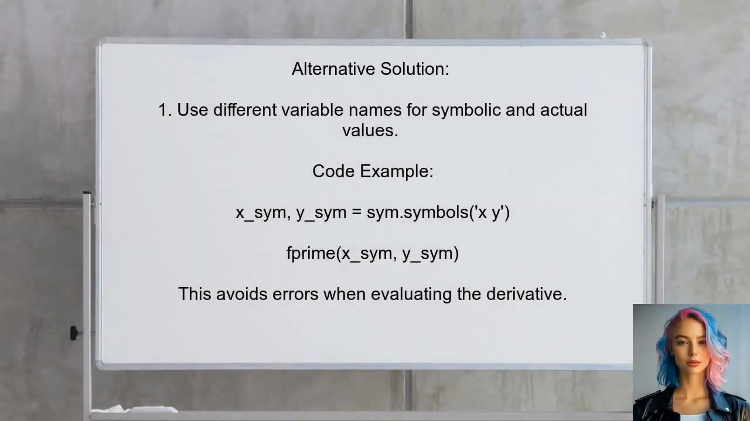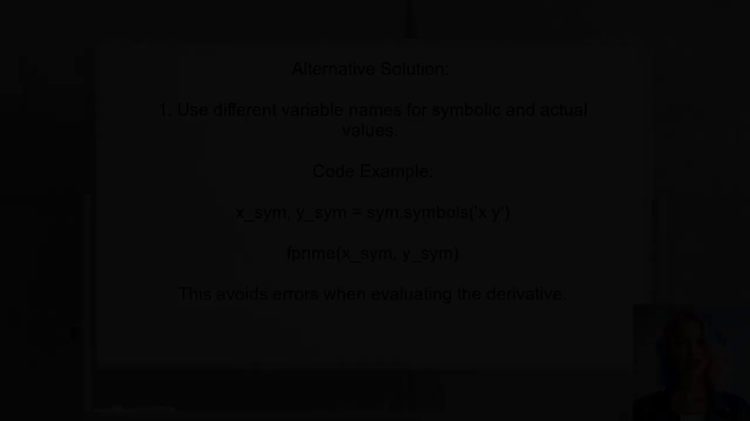An alternative approach from another user suggests that when calling the function f prime with specific values, you should use different variable names for the symbolic variables and the actual values. This prevents confusion in the differentiation process.